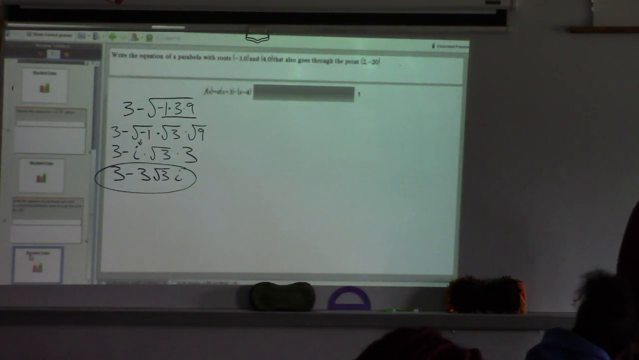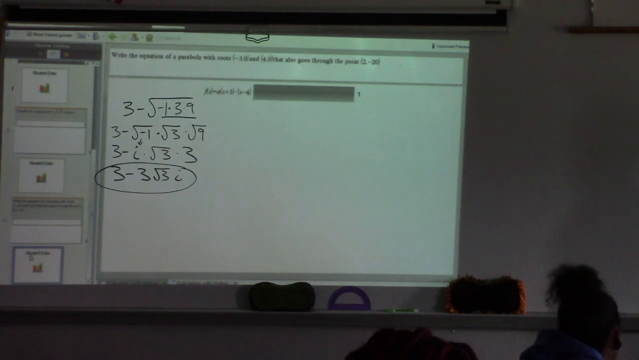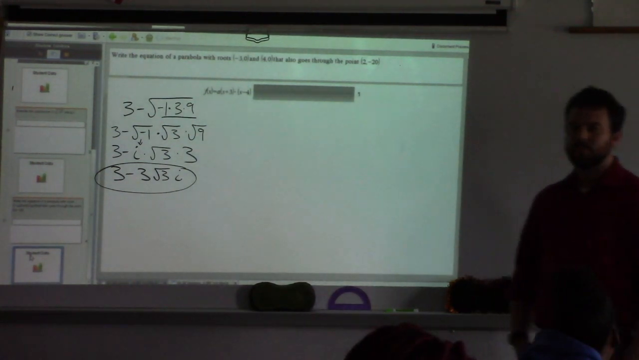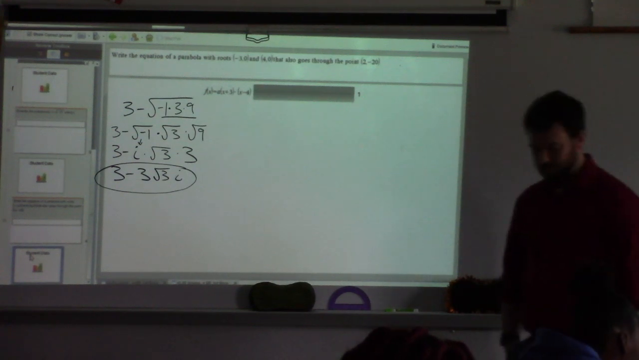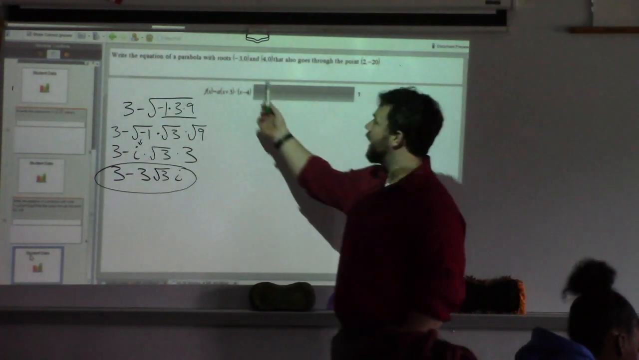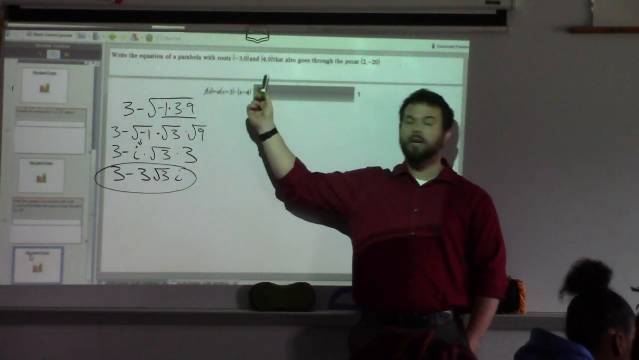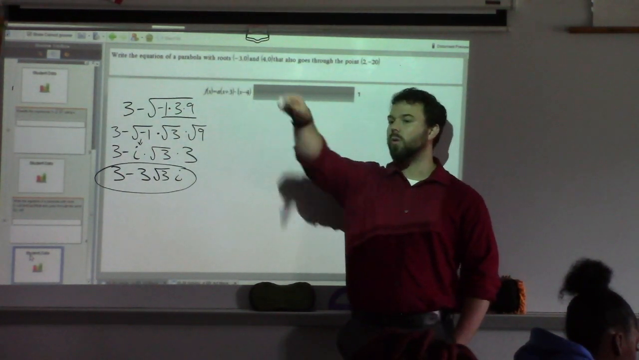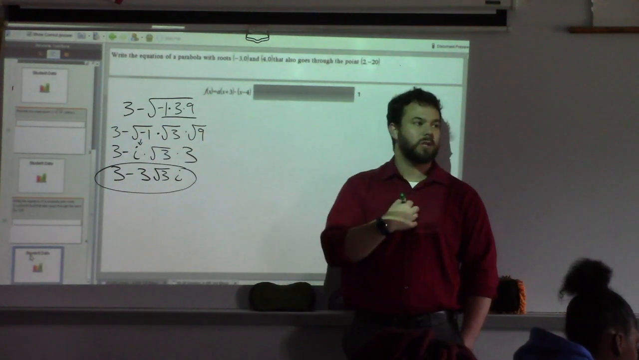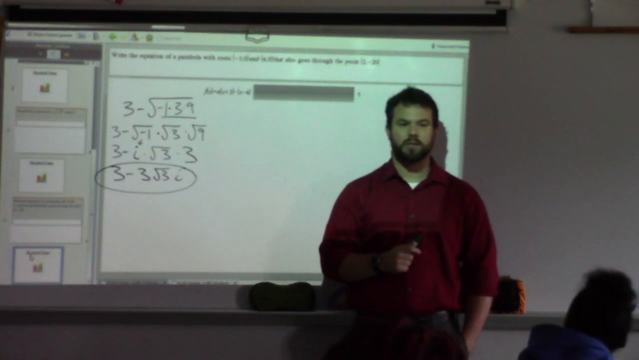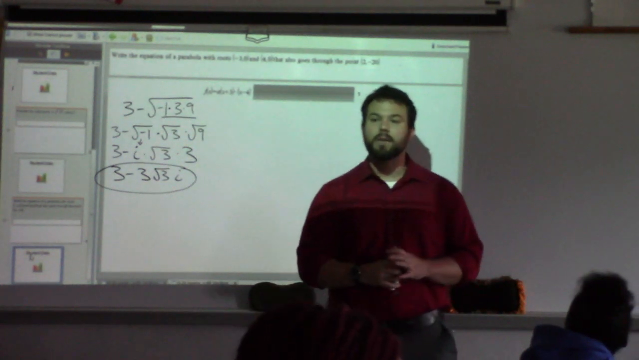Vertex form. Why do you say that? So that's what we need to pay attention to right here. It's going to be factored form because we have roots or x-intercepts. When are we going to use vertex form? When you have a vertex. Perfect. We need to keep that in mind.